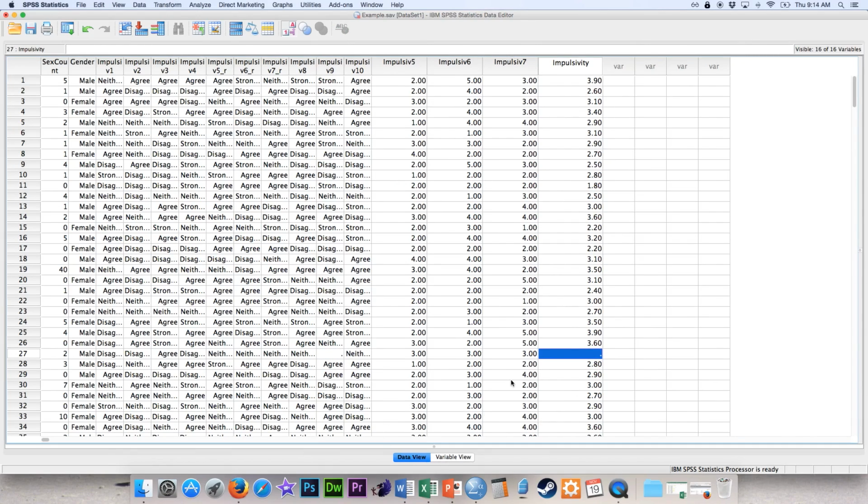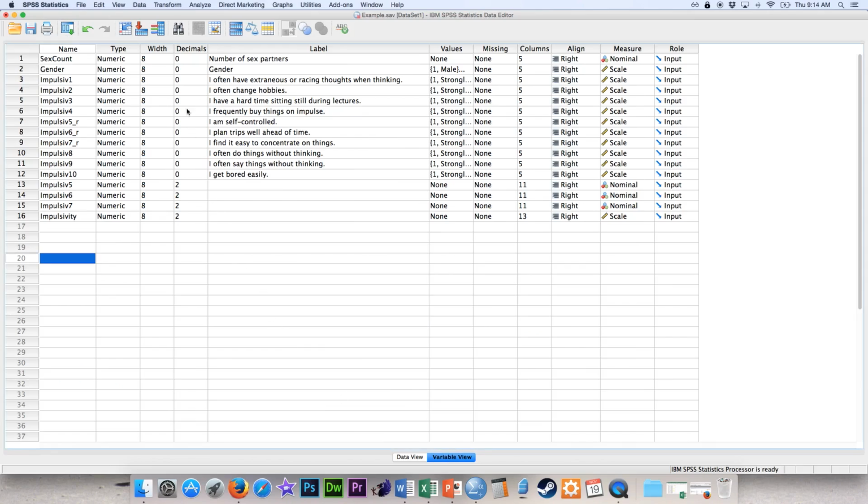So then the last step of converting this to a categorical variable is to figure out what the mean impulsivity score is, so we can say that everyone who's above the mean is high impulsivity and everyone who's below the mean is low impulsivity. So the best way to do that is first to figure out what the mean is.